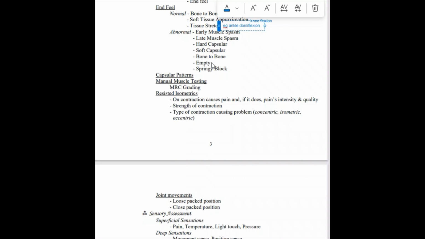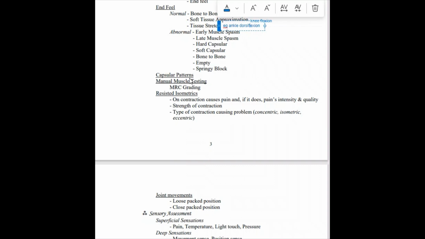The empty end feel is seen specifically in acute subacromial bursitis, and it can also be mentioned in those cases when the patient is not allowing you to touch because of pain. So you can mention empty end feel. Okay, the springy block is seen in meniscal injuries.